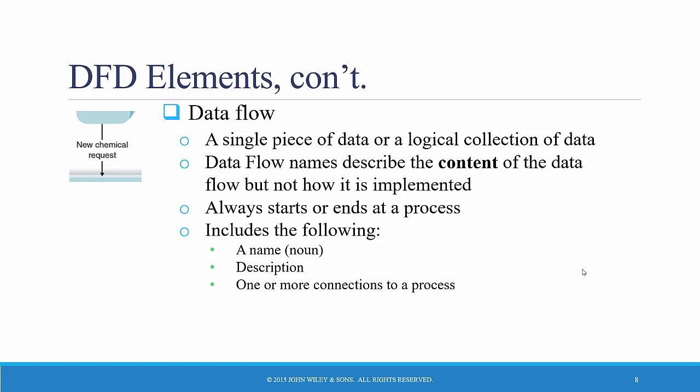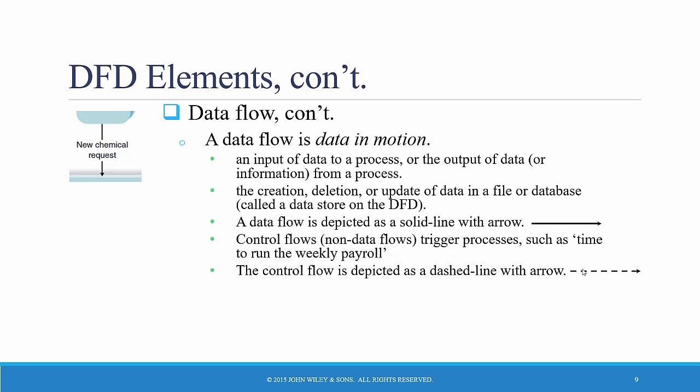Data flows are data in motion, which is what this slide says. An input of data to a process, or the output of data or information, is data transformed. Data gets processed and it becomes information. Output of data or information from a process. The creation, deletion, or update of data in a file or a database. A data flow is depicted as a solid line arrow. There are such things as control flows with the dotted arrows, but we're not going to be concerned with them, so you don't have to worry about that at all.